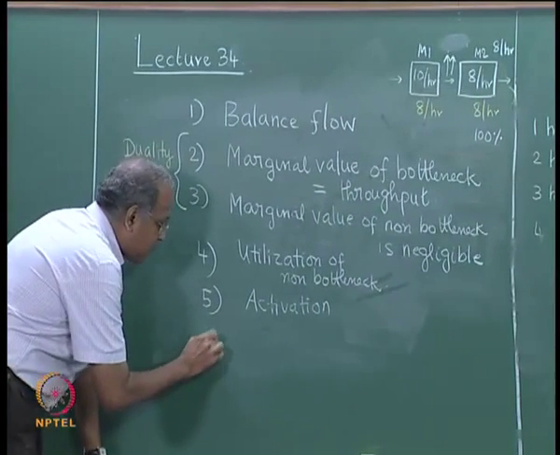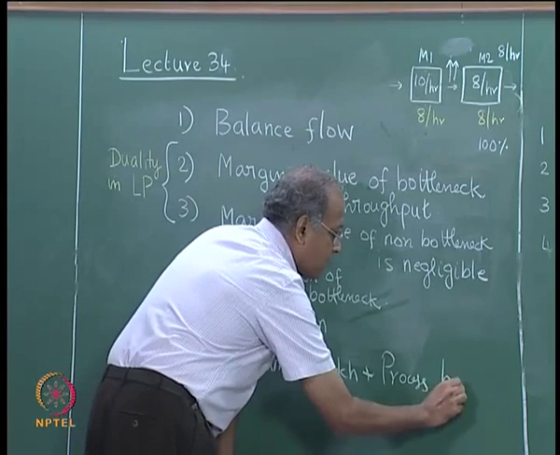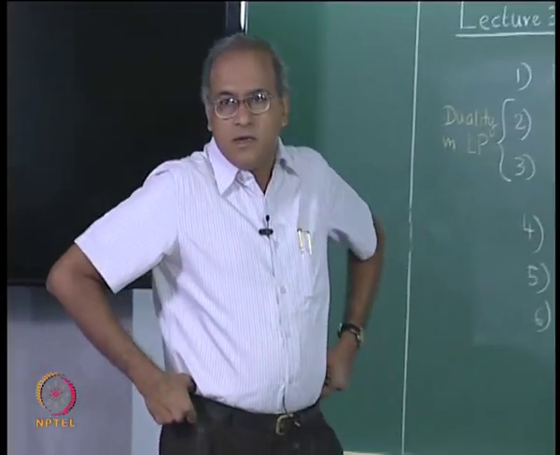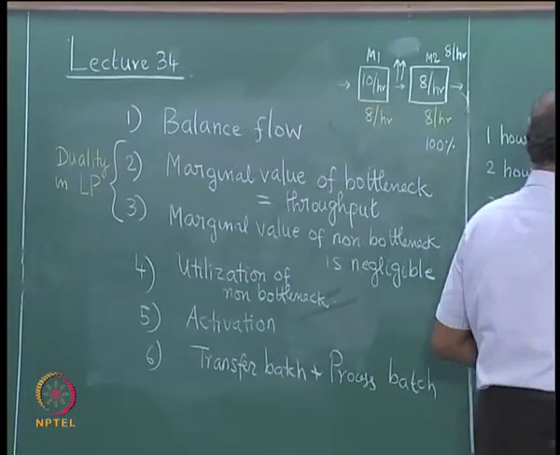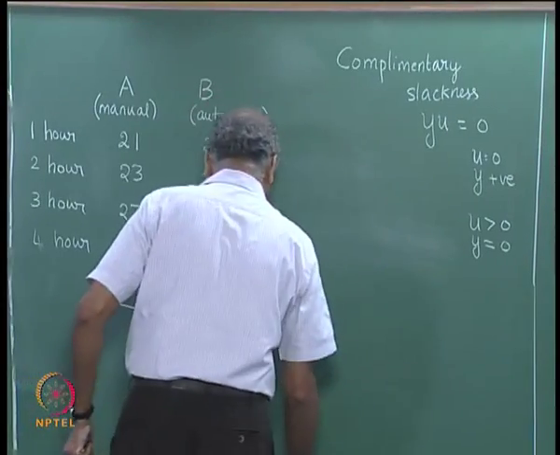SM6 is: transfer batch need not and should not be equal to the process batch. So, SM6 talks about transfer batch and process batch. Now, in order to explain this, let us go back to this example that we used to show statistical fluctuations and dependent events.